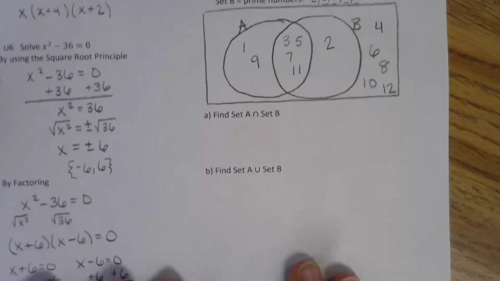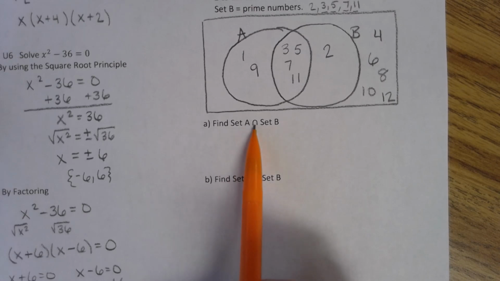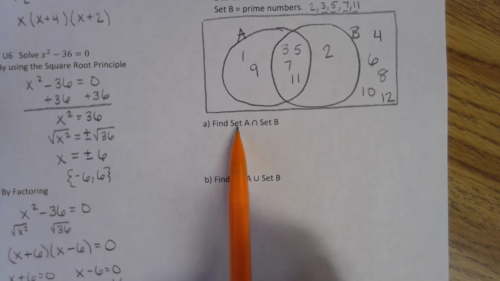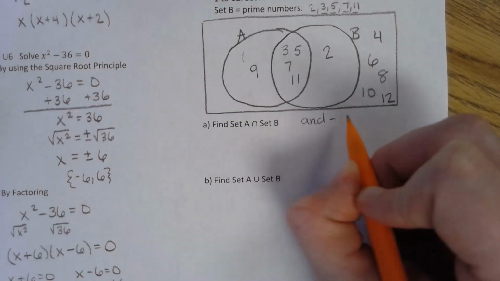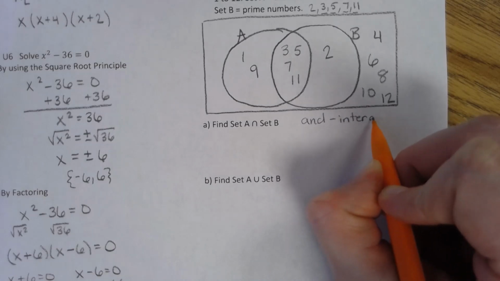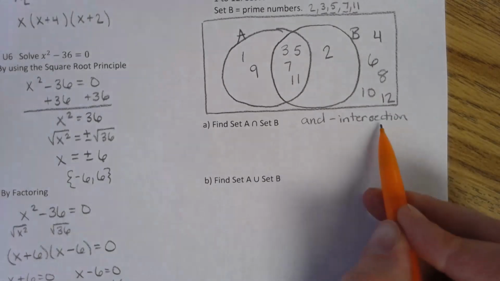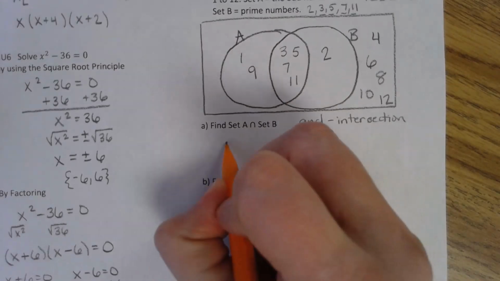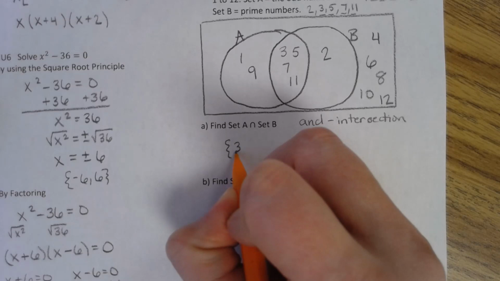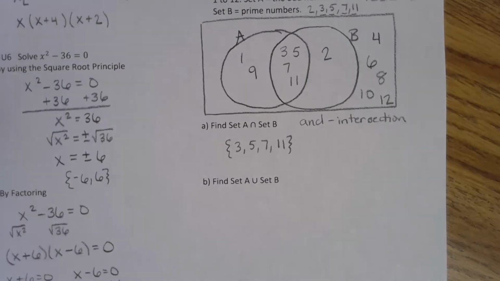So let's talk about these sets that it's asking for. We want to find the set of A and B, or you can read this as set A intersection B. So that symbol stands for and. Stands for an and, which is a intersection. So it is that intersection of A and B. So it is the set from least to greatest, 3, 5, 7, 11. We want it to be an odd number and a prime.